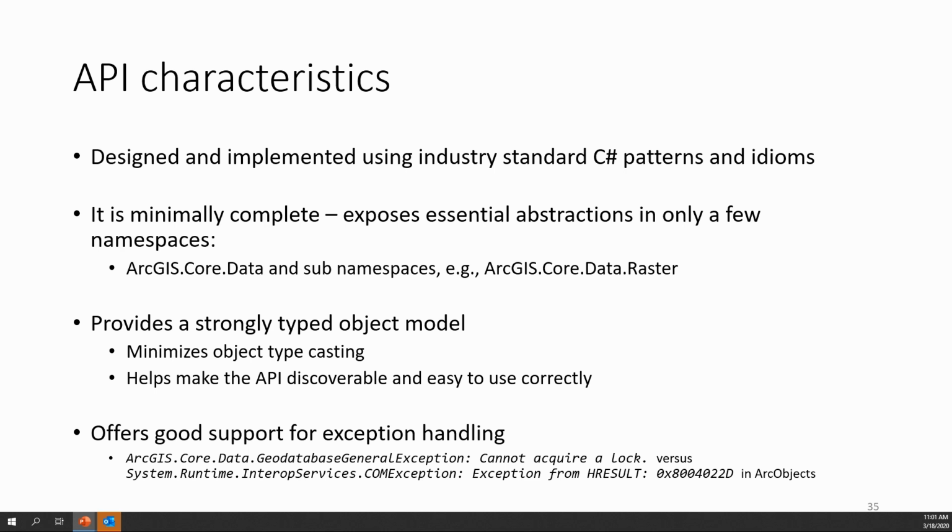It's minimally complete. It exposes only the essential abstractions. We try and limit the number of namespaces and all that. It is also very strongly typed, okay? You don't have to do a whole lot of object typecasting. And that makes it actually a lot easier to develop code, okay? The API is much more discoverable. And it's much easier for a user without looking at big E-size sheets of what the ArcObjects object model diagrams from back in the day looked like. It makes it much easier to author code. And it's also quite good with exception handling, being a very native C# style managed SDK.